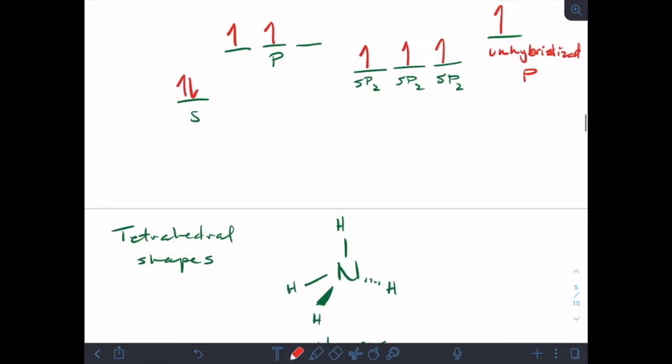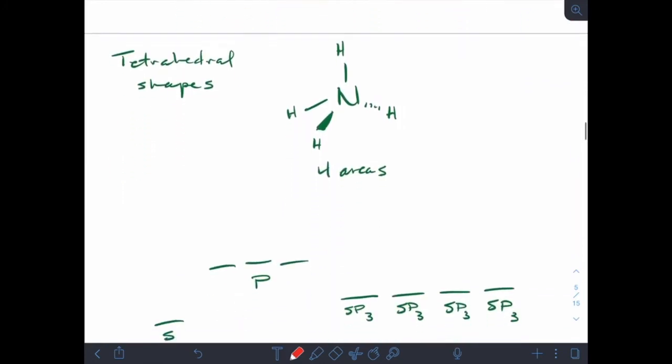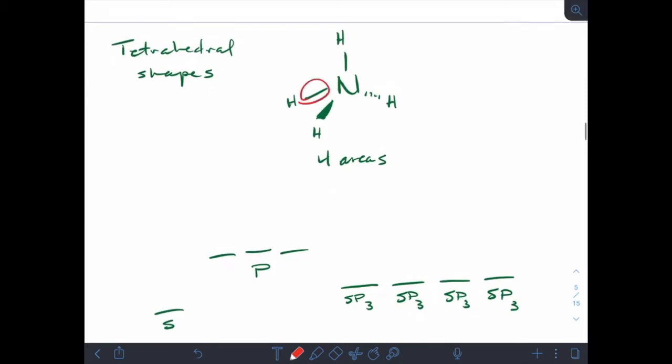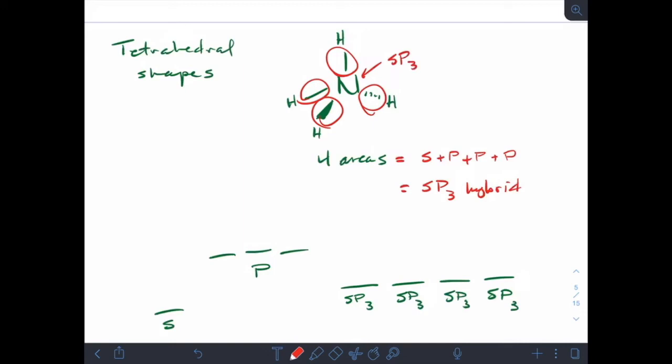So let's take a look at tetrahedral shapes. 4 areas: 1, 2, 3, 4. That's s plus p plus p plus p, so sp3 hybridized. An s and 3 p's gives me sp3. So I would label that nitrogen as sp3 hybridized.